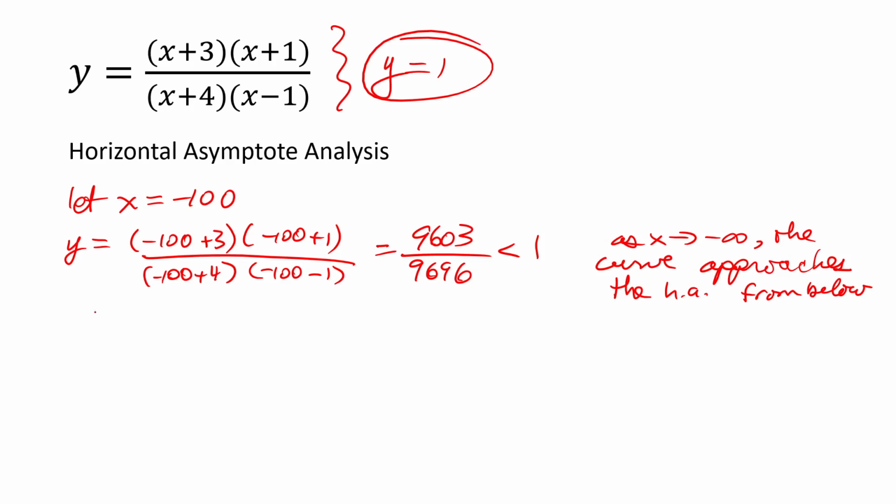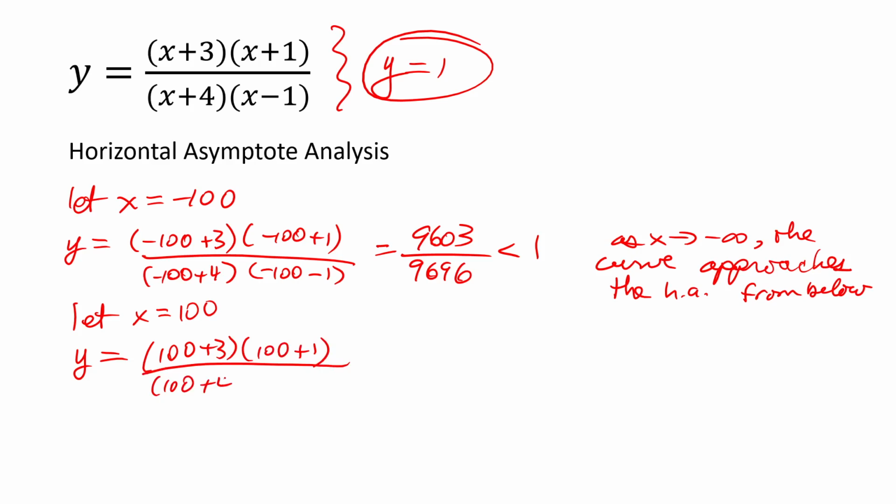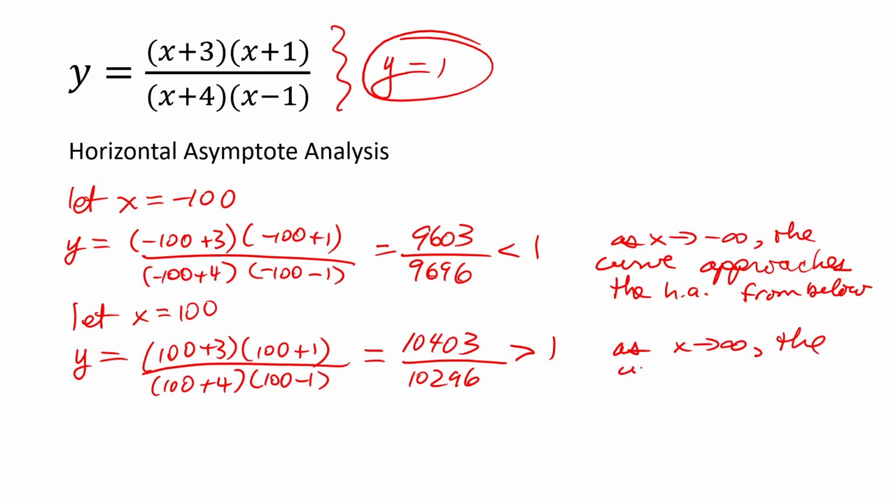Okay, so keeping on then, let's go to the far right. If we let x equal 100, then we'll obviously get a different value for y. I guess we could get the same value theoretically, but we won't in this case. We end up with 10,403 over 10,296. And since the numerator is greater than the denominator, we can see that we're above 1. That means that as x approaches infinity, the curve approaches the horizontal asymptote from above.